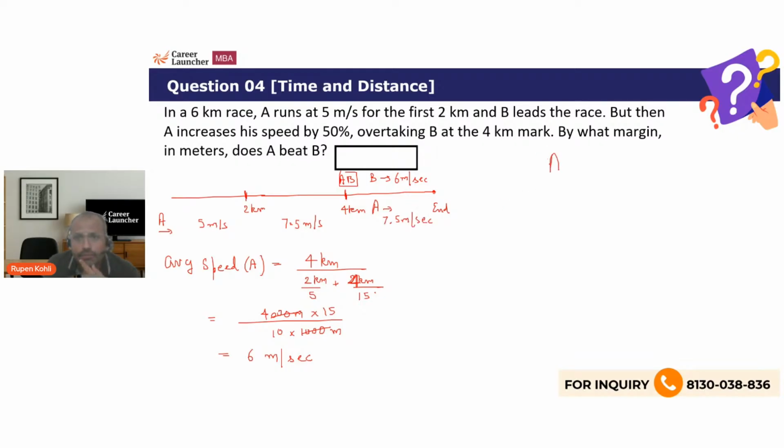So the speeds of A and B are in what ratio? What is the ratio of the speeds of A and B? 7.5 and 6. So what is the ratio? Simplest form. Multiply with 2. So 15 is to 12. Cancel 3. So 5 is to 4.